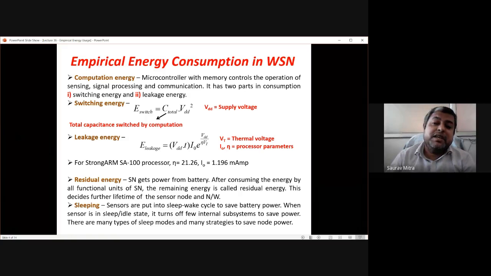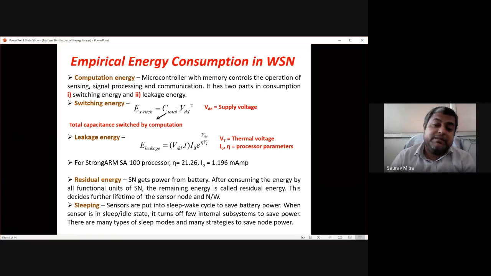The more residual energy in any node, the better. That means it has used proper power saving algorithms to save power for future use. So this decides the further lifetime of the sensor node and network. At the end of the day, the residual energy of a sensor node is calculated and that information is sent to the other nodes, because in energy based routing, whenever data routing takes place, the residual energy of all the nodes within the network is first known, and depending on that a table is created.